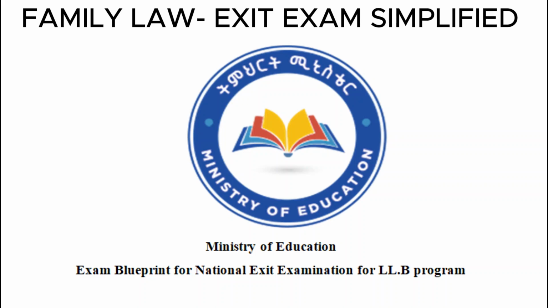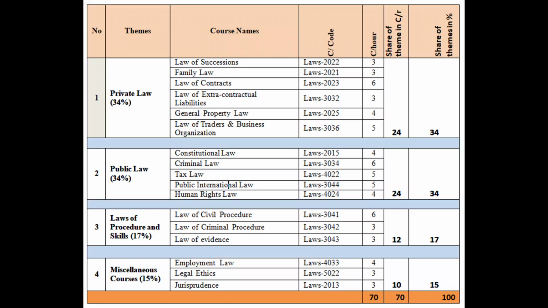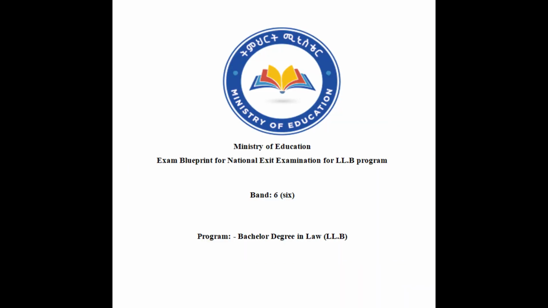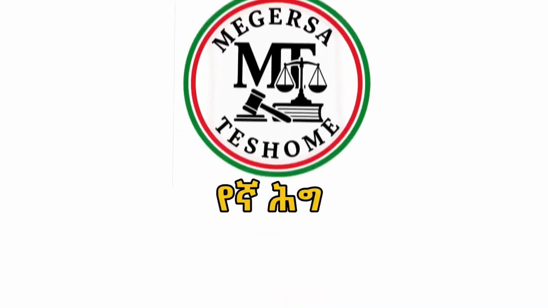Welcome to this session on law exam preparation, focusing specifically on the LLB exit exam blueprint for Ethiopian law students. Exam experts use this blueprint to design your tests. By following this series, you are mastering each specific objective, which is the best guarantee to pass the National Law Exit Exam. Today, we are breaking down Objective 1, identifying the rules pertaining to the proof of marriage, irregular union, and filiations. Let's get started.